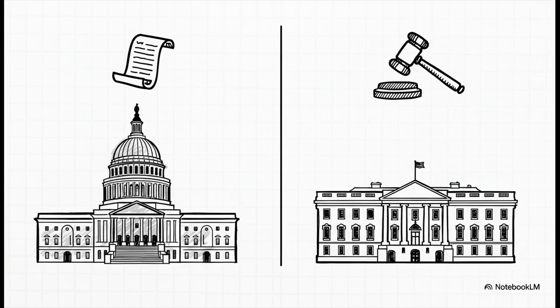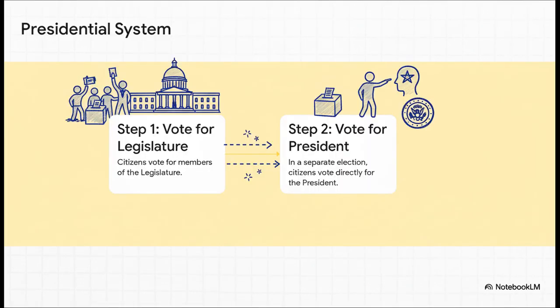Now, let's flip the coin and look at the other main type, the presidential democracy. The whole idea here is what's called separation of powers. They basically try to build a wall between the branch that makes the laws and the branch that enforces them. And here's where it feels different for you as a voter. You're basically casting two big, separate votes. One is for your local representative in the legislature. The other is a direct vote, just for the president, who runs the whole executive side of things.